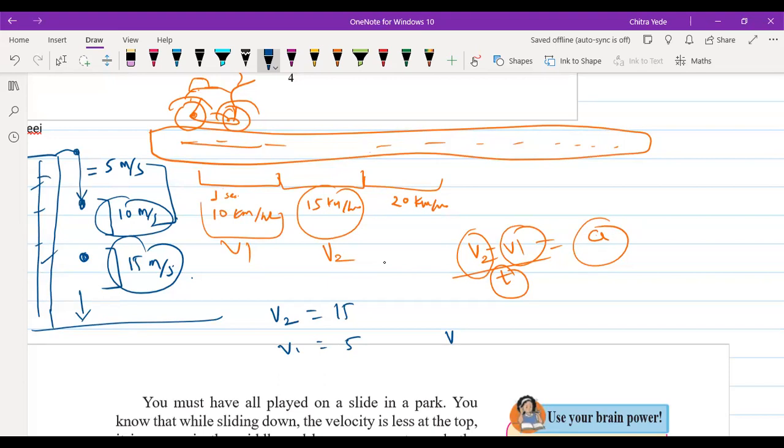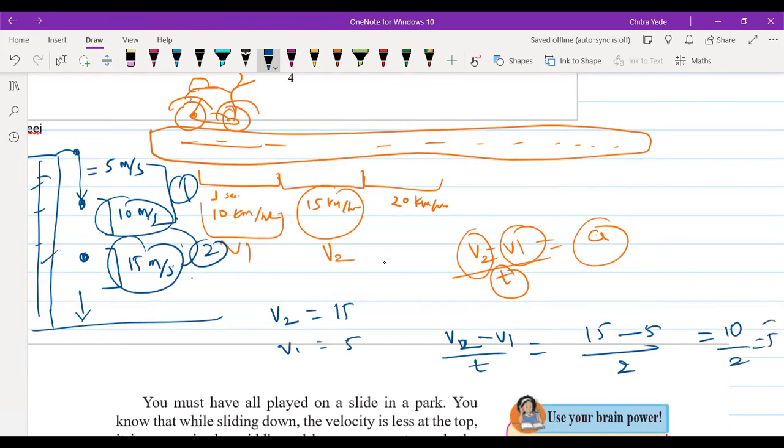Right? So at what rate is the velocity changed? We have to calculate now. So we calculate V2 minus V1 divided by time. V2 is 15, V1 is 5, divided by time. See, it is the first second and this is the second, so we divide it by 2. So 15 minus 5 is 10, divided by 2. So it is 5. That means the velocity is changing by 5 meter per second every second, right? Is it?